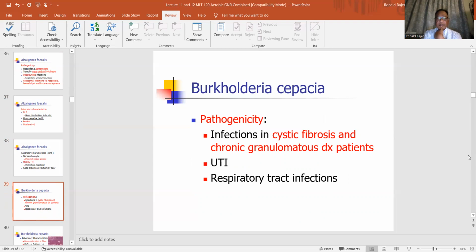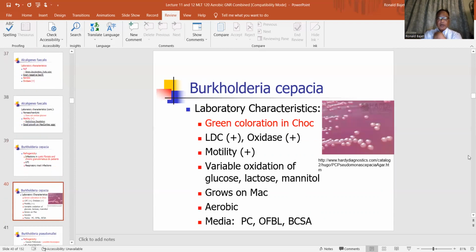Okay, Burkholderia cepacia is another interesting organism. Like Pseudomonas aeruginosa, it can be found in patients who have cystic fibrosis and chronic granulomatous disease, causing urinary tract infection and respiratory tract infection. So right off the bat, it's similar to Pseudomonas aeruginosa. It has green coloration on chocolate. Burkholderia cepacia is oxidase positive, motility positive, so it is kind of similar to Pseudomonas.